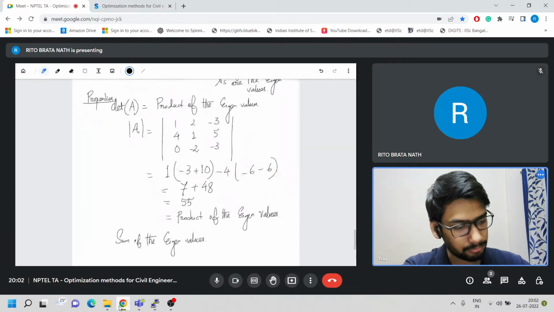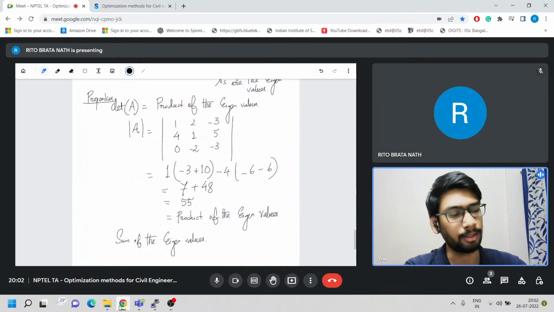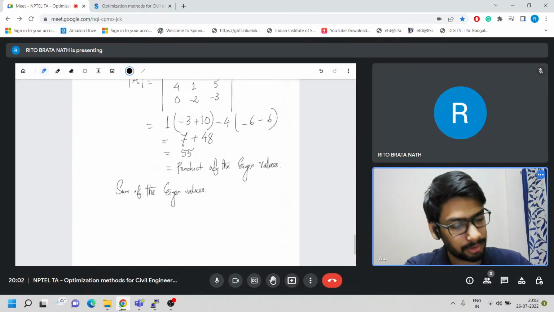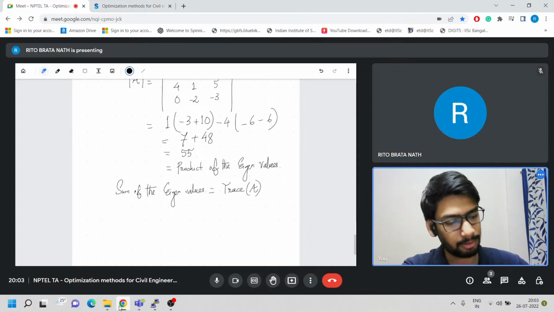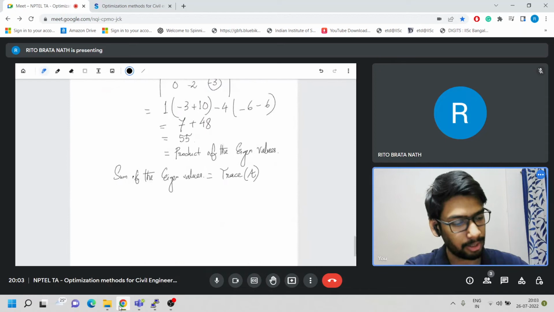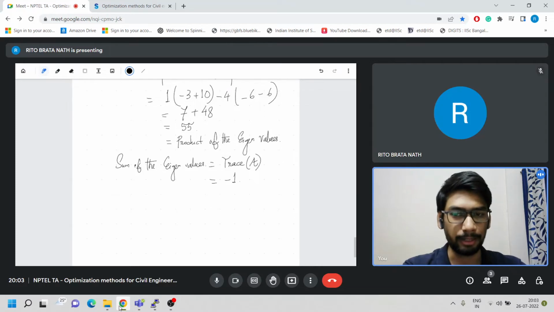So in order to solve that problem, the sum of the eigenvalues will be the trace of the matrix. So trace of A is nothing but the summation of the diagonal elements of the matrix. So you pick 1, 1 and minus 3, you add them up and you will get minus 1. So that's your sum of the eigenvalues. So without solving this problem, actually, you can get the sum of the eigenvalues and the product of the eigenvalues.